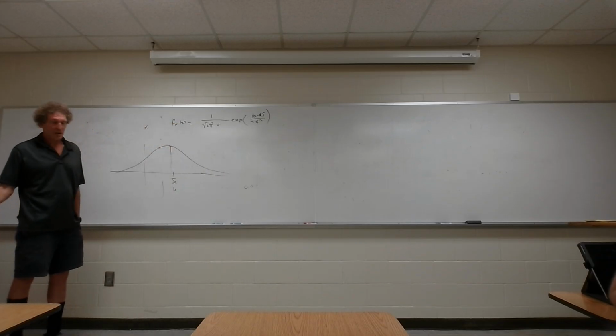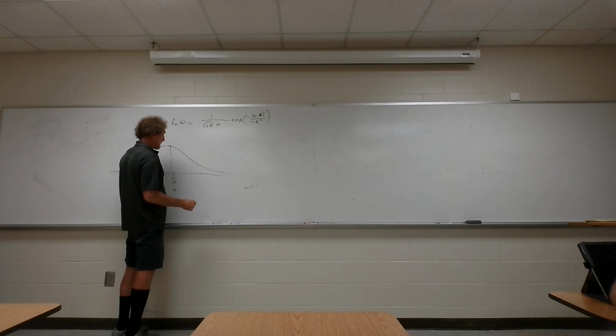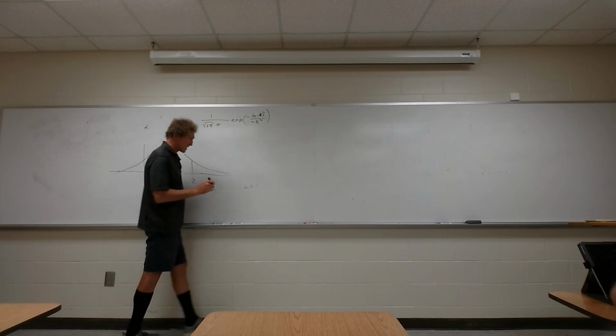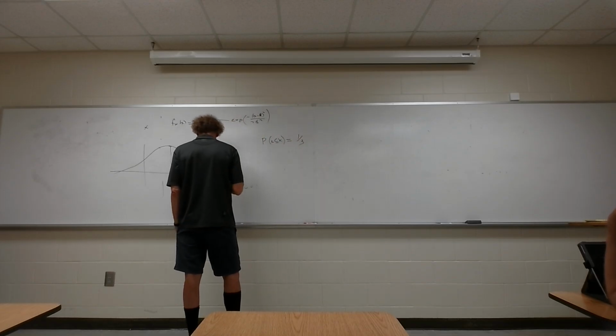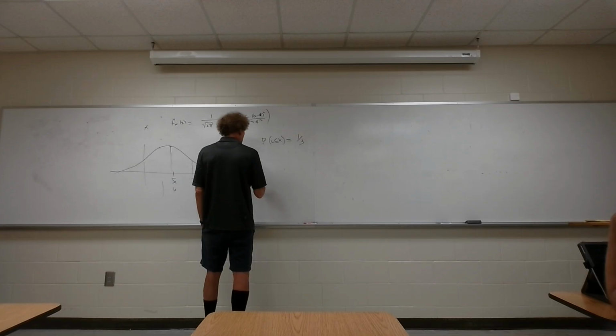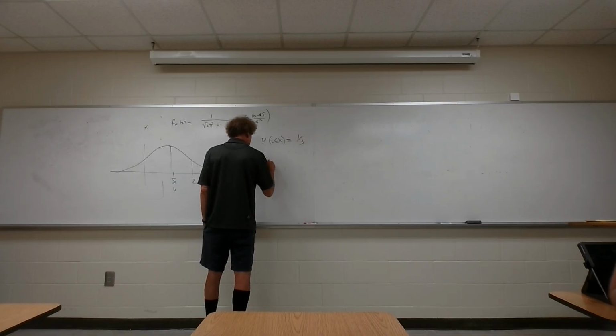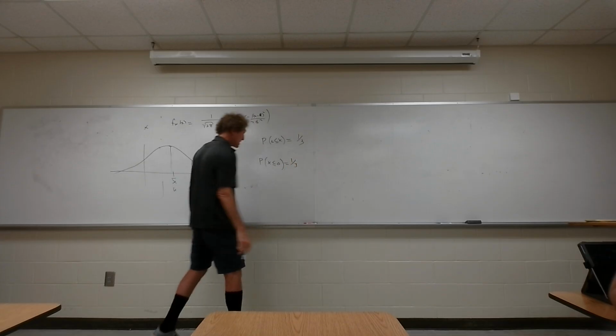this is going to be a little different. So I'm going to say that, make this 2, that the probability that X is greater than or equal to 2 is equal to 1/3 and the probability that X is less than or equal to 0 is 1/3. Do y'all follow me on this?